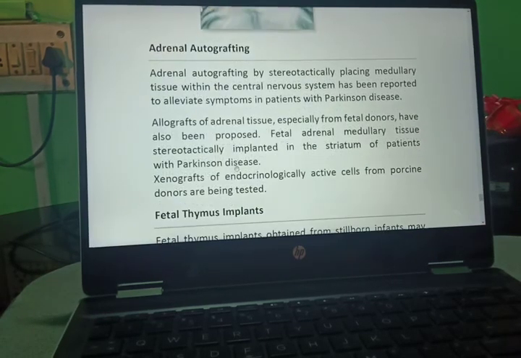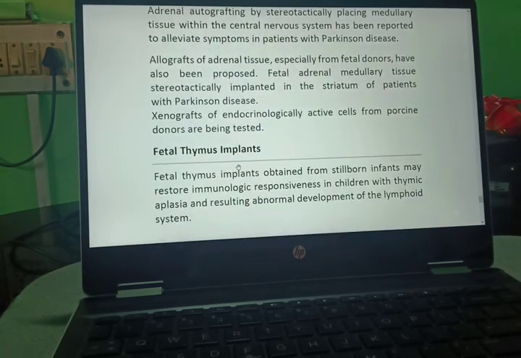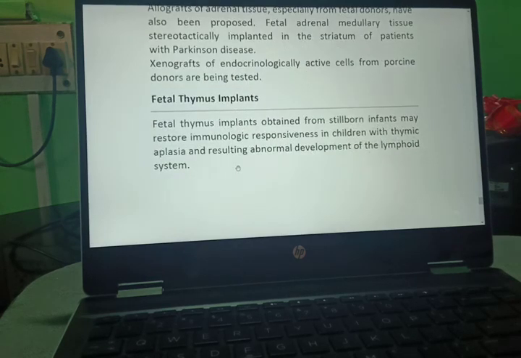Now, adrenal autografting. Adrenal autografting by stereotactically placing medullary tissue within the central nervous system has been reported to alleviate symptoms in the patient with Parkinson's disease. Parkinson's disease means when patient forgets everything with age. Allograft of adrenal tissue, especially from fetal donors, have also been proposed. Fetal adrenal medullary tissue is stereotactically implanted in the striatum of the patient with Parkinson's disease. Xenograft of endocrinologically active cells from porcine donors are being tested.